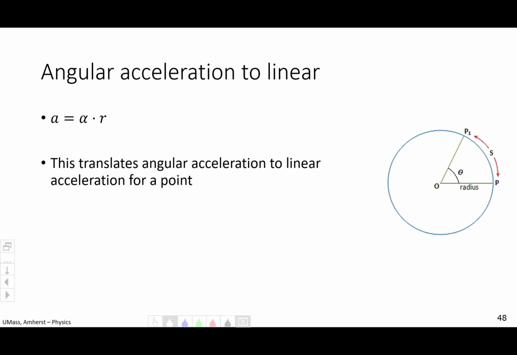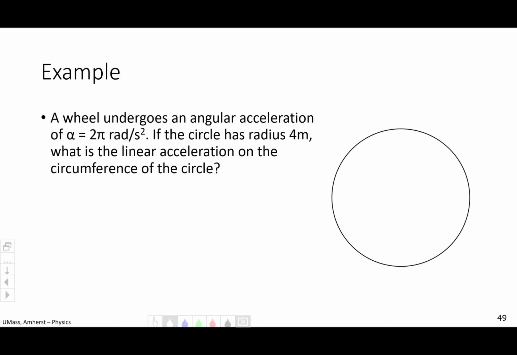And you may have guessed, very straightforward, angular acceleration to linear. Linear acceleration a is angular acceleration alpha times r. So the linear acceleration of any point on a circle is equal to its angular acceleration times the radius. All right. A wheel undergoes an angular acceleration of alpha equals 2 pi radians per second squared. The circle has a radius of 4 meters. What is the linear acceleration on the circumference of the circle?